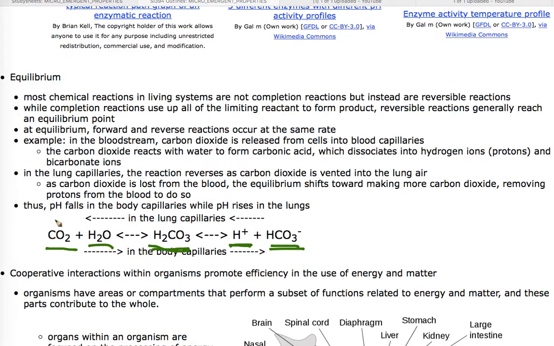In a living organism, this is always high in tissues, low in lungs. This is always low in lungs, high in tissues. So the equilibrium seesaws back and forth. All right, so that concludes the discussion of enzymes. It's now time to talk about organisms and organs.